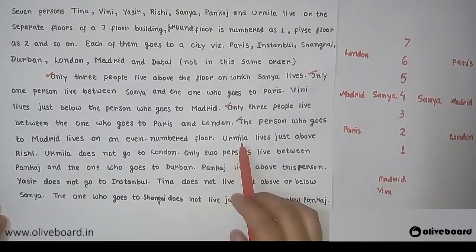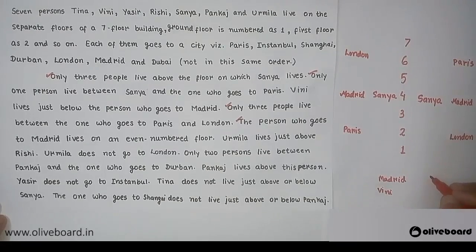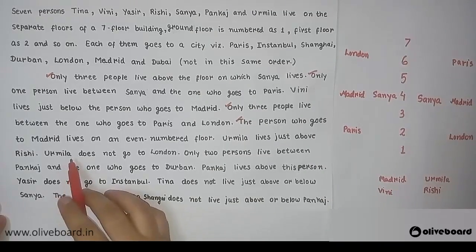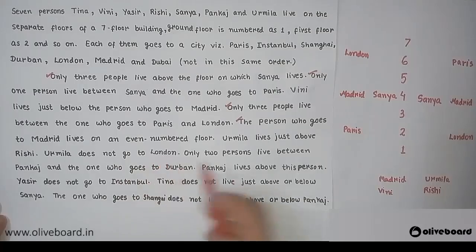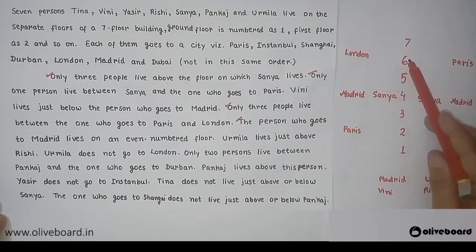Now the next statement says Urmila lives just above Rishi. Okay, so since we do not know, this is again an ambiguous statement. We do not know the actual positions of Urmila and Rishi. So we will use this statement later on. I am just writing it down here. The next statement says Urmila does not go to London. So this statement shows that in this arrangement Urmila will not sit here. Similarly, in this arrangement Urmila will not sit here.